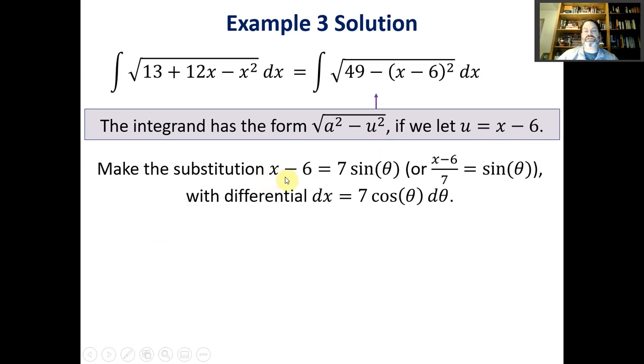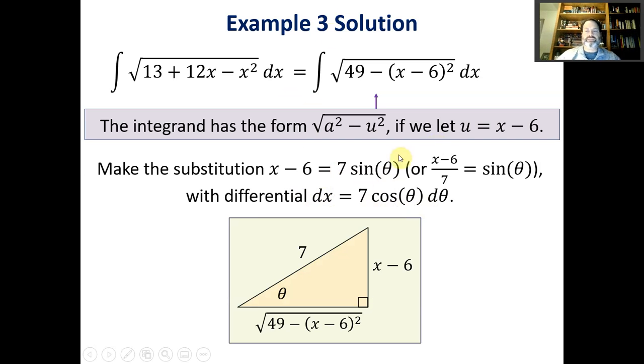So our substitution is going to be x minus 6. So this whole thing inside the square root, we're going to call 7 sine theta, right? Because a squared is 49, so a, what we're calling a, is 7. And then you get the trig function by itself to draw the triangle. And when you take the differential, do it from here. So the derivative of x minus 6 is just dx. And the derivative of 7 sine theta is 7 cosine theta d theta.